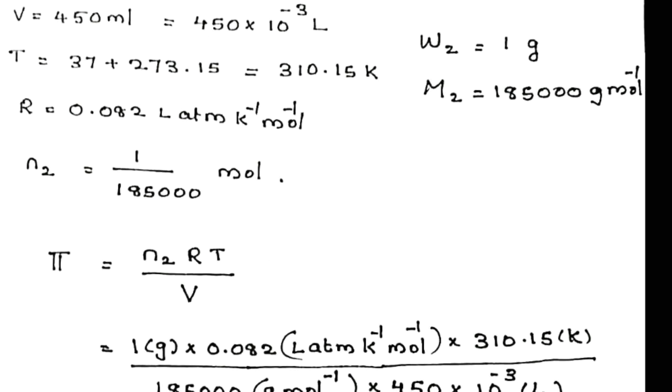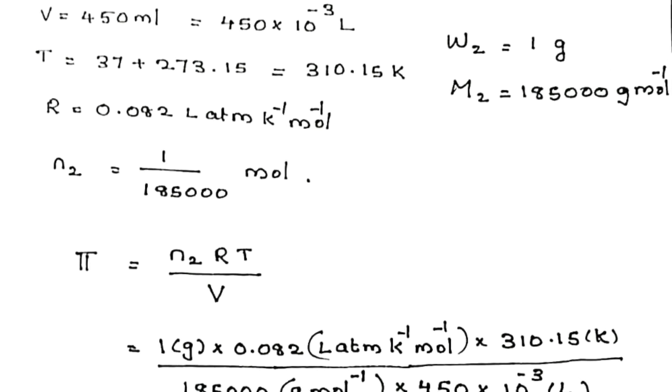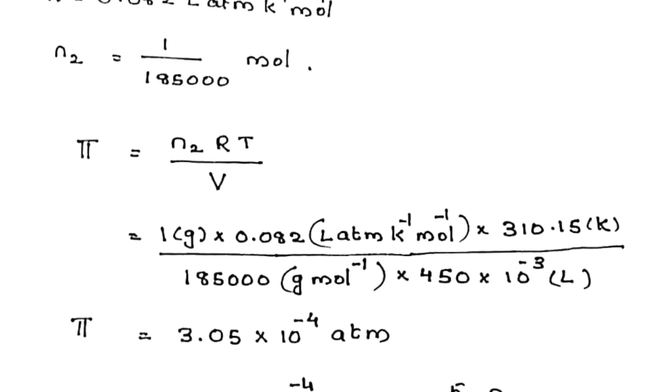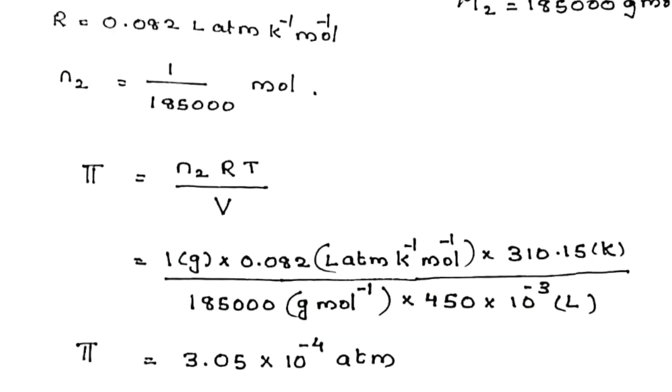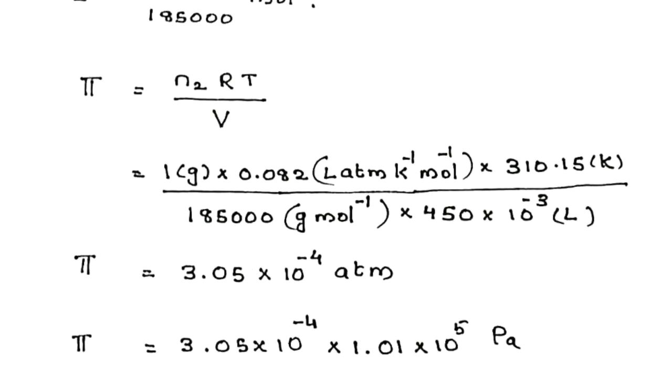So we have to substitute all these values in the equation for pi, pi is equal to N2 RT by V. N2 is equal to 1 by 1,85,000, R is equal to 0.082, T is equal to 310.15, and divided by V, so V is equal to 450 into 10 raised to minus 3 liters. Substituting that in the equation and calculating, you are getting pi is equal to 3.05 into 10 raised to minus 4 atmospheres.